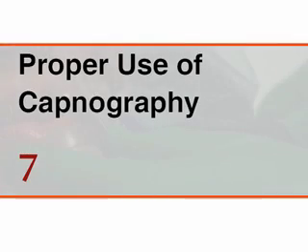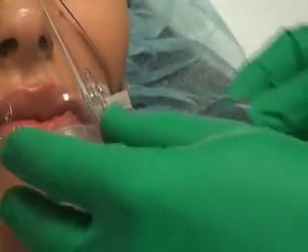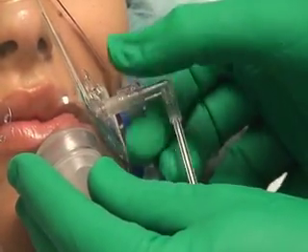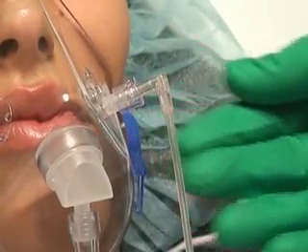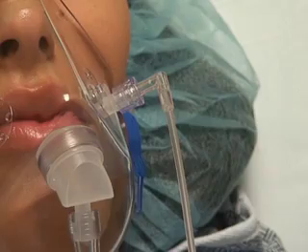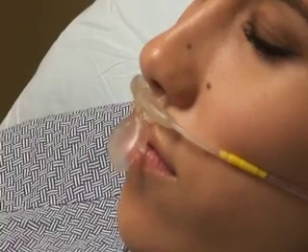Proper use of capnography. In patients who are not intubated, place the sidestream sampling catheter close to the patient's airway, using either a face mask or a nasal cannula.